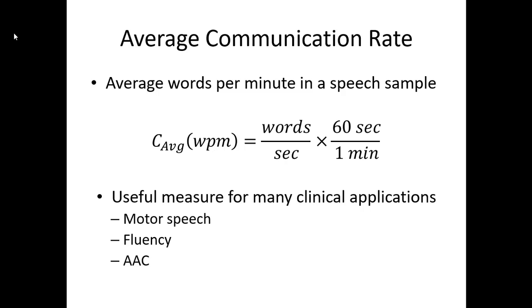Average communication rate is a very useful measure for many clinical applications with clients with different clinical profiles. It's helpful for understanding what's going on with clients who have different types of motor speech disorders. It's helpful for understanding a little about what's going on with clients who have fluency disorders, and it's helpful for understanding clients who use AAC. In all of these cases, measuring average communication rate helps you understand how efficiently the client is communicating.